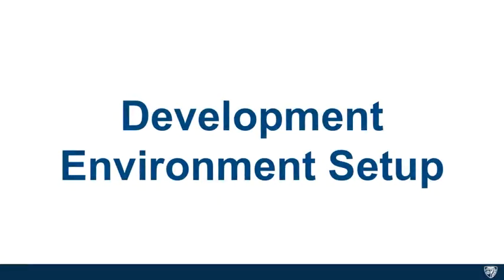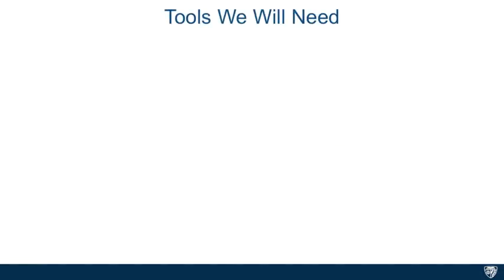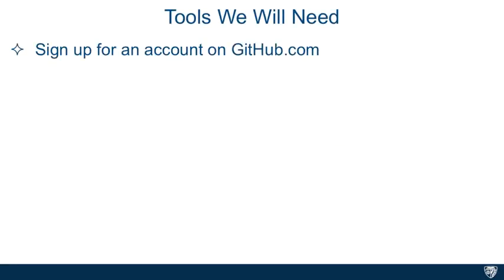So in this set of lectures, we're going to speak about how to set up your development environment for the rest of the course. The first thing that you'll need to do is sign up for a github.com account. It's very straightforward. Give your username, password, and email address, and you're done.